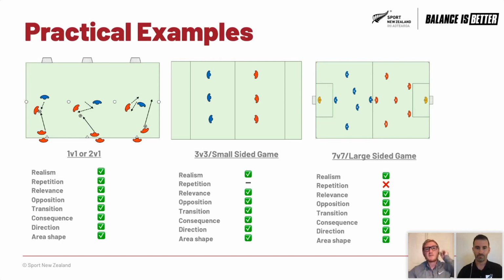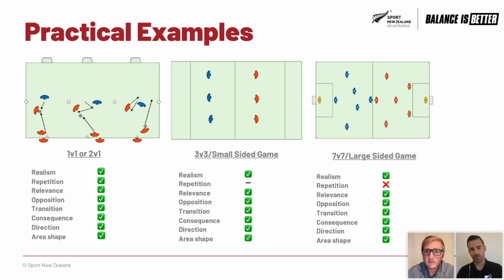Dave, if we go to the 3 R's here, so realism, repetition and relevance, repetition has a minus or a level score here compared to repetition with a tick in the first practice. If I'm comparing those two and I'm just looking at it, I might think, well, the 1v1 or 2v1 has all the ticks. Why wouldn't I stick with that? So what would be some of the reasons that I might move into this 3v3, in particular in relation to the realism, repetition and relevance that we've spoken about?